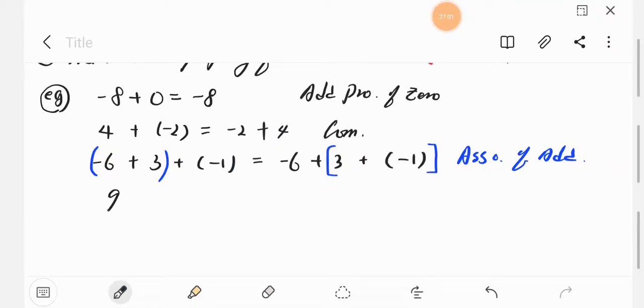Okay, let's try another one. 9 plus negative 9. Then the result is 0, right? Then what do you call this property? That's the inverse property of addition.